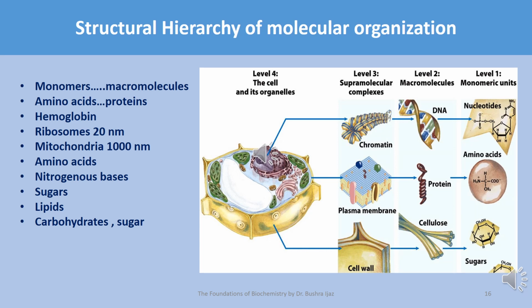Here in this figure, you can see the structural hierarchy in the molecular organization of the cells. In the plant cell, the nucleus is an organelle containing several types of supramolecular complexes, including the chromosomes. The chromosomes consist of the macromolecules of DNA and many different proteins. Each type of macromolecule is made up of simple subunits, which are the nucleotides or deoxyribonucleotides in the case of DNA, for example.